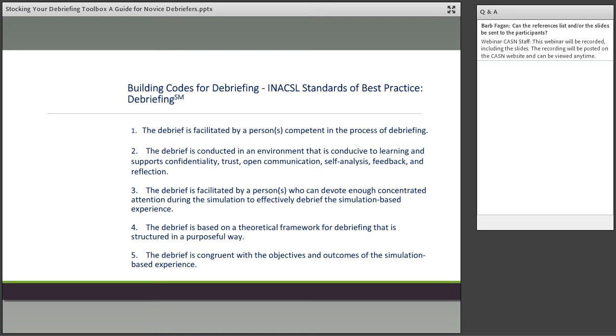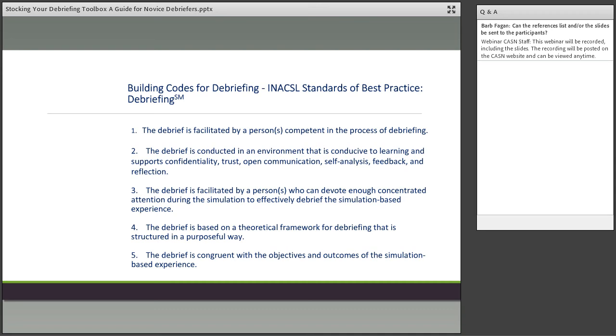The debrief is facilitated by a person who can devote enough concentrated attention during the simulation to effectively debrief the simulation-based experience. In other words, if you're trying to run the SimMan 3G and you're trying to voice the patient's wife and you're the one sending the lab values in and you're trying to do all these things, you're not able to put enough attention into the simulation. And I think this is what's happened to a lot of people in simulation. We become the jack of all trades. You're doing everything. You need people who can focus on what's happening and look at the nuances. So I think that's a very important one.